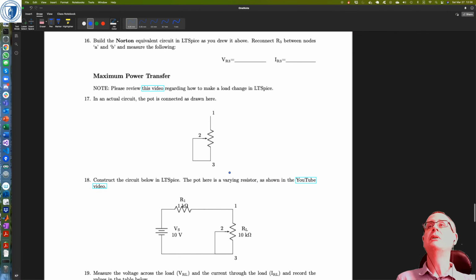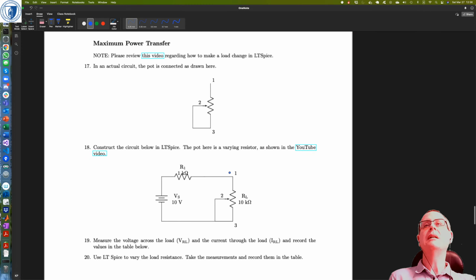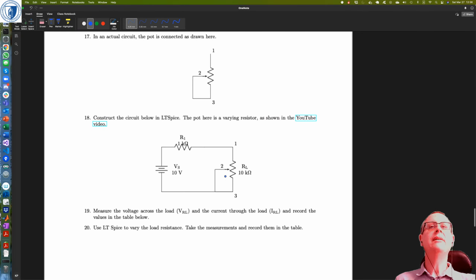And yeah, basically what we're going to do in LT Spice is vary RL from 0 to 10K, and we're going to look at the power dissipated by that variation in RL and figure out where the peak of that power dissipation is.